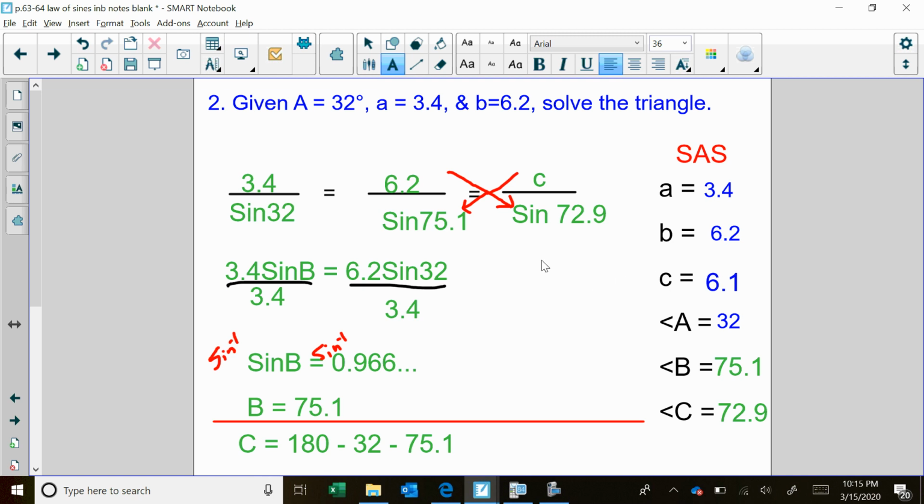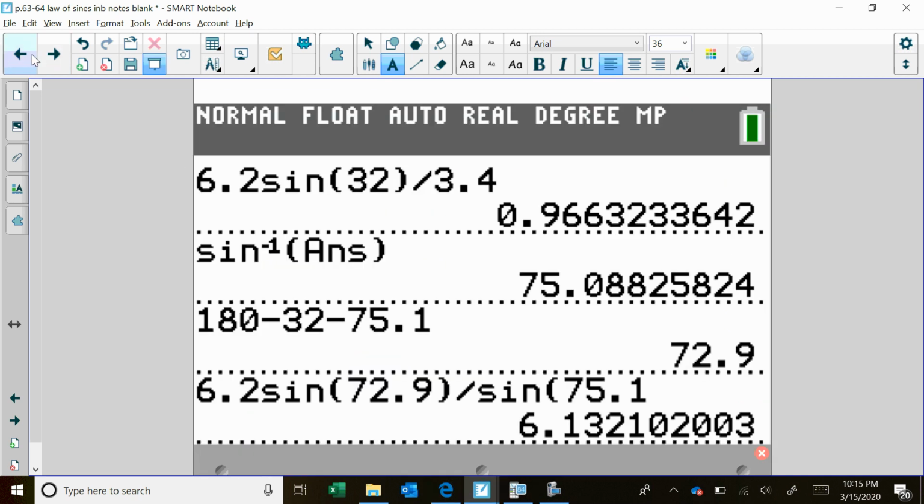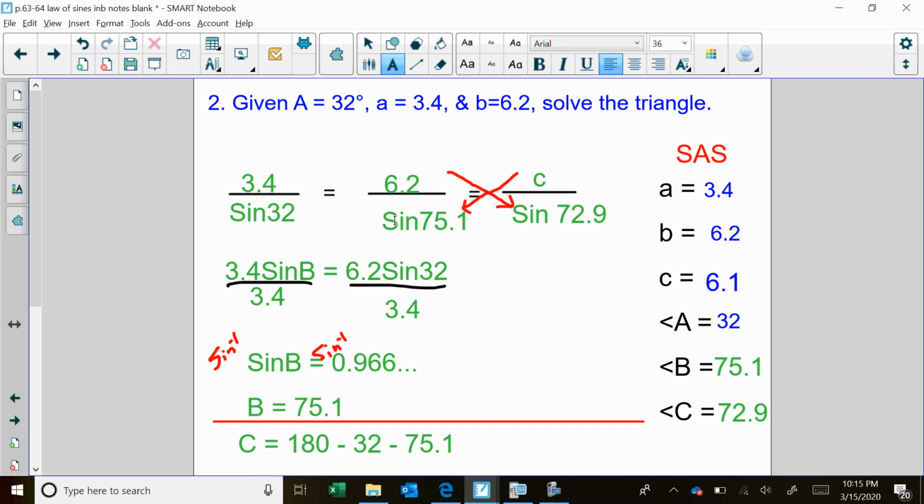And there you have it. If you remember what we talked about on Friday, angles 75.1 and 72.9 are pretty close together. That's why side B and side C are pretty close together. Did I write the right answer? 6.1, yes. Okay, so that's two different types of law of sines problems.